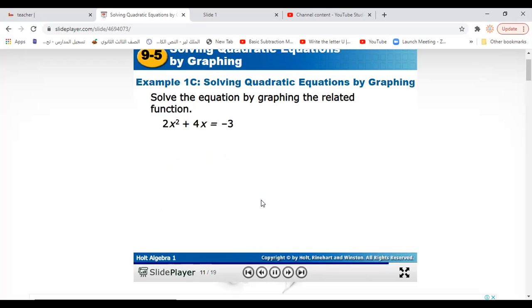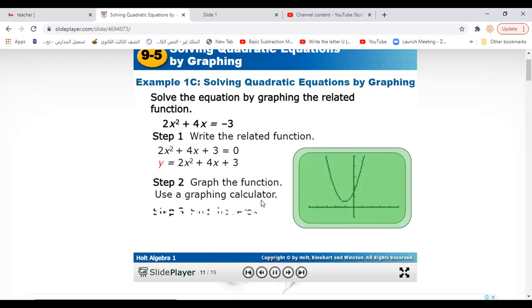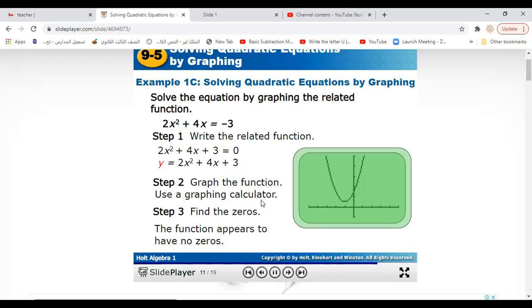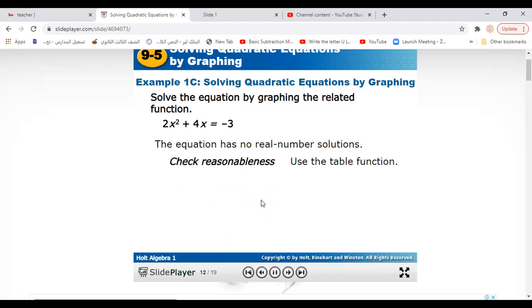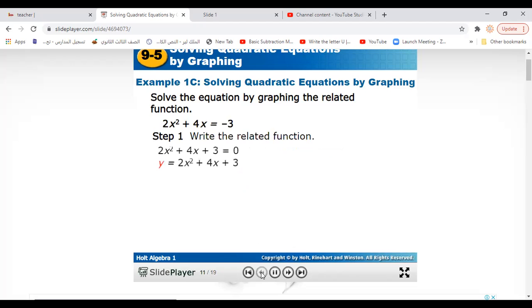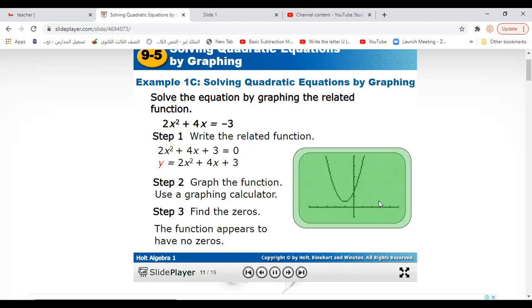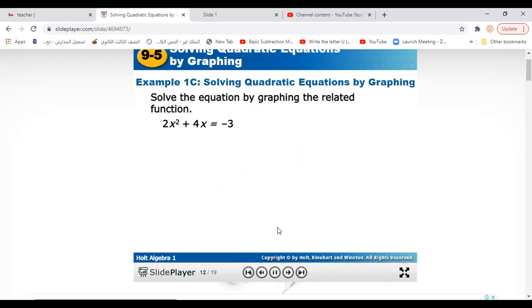Then you can also confirm the solution for any equation by substituting the value of x. Solve the equation by graphing, like 2x squared plus 4x minus 3. We will transfer negative 3 to the left side, and then we will substitute and graph it. So we will find that the parabola doesn't touch the x-axis, which means there are no zeros here. So the answer for this question will be 5, because there are no zeros.